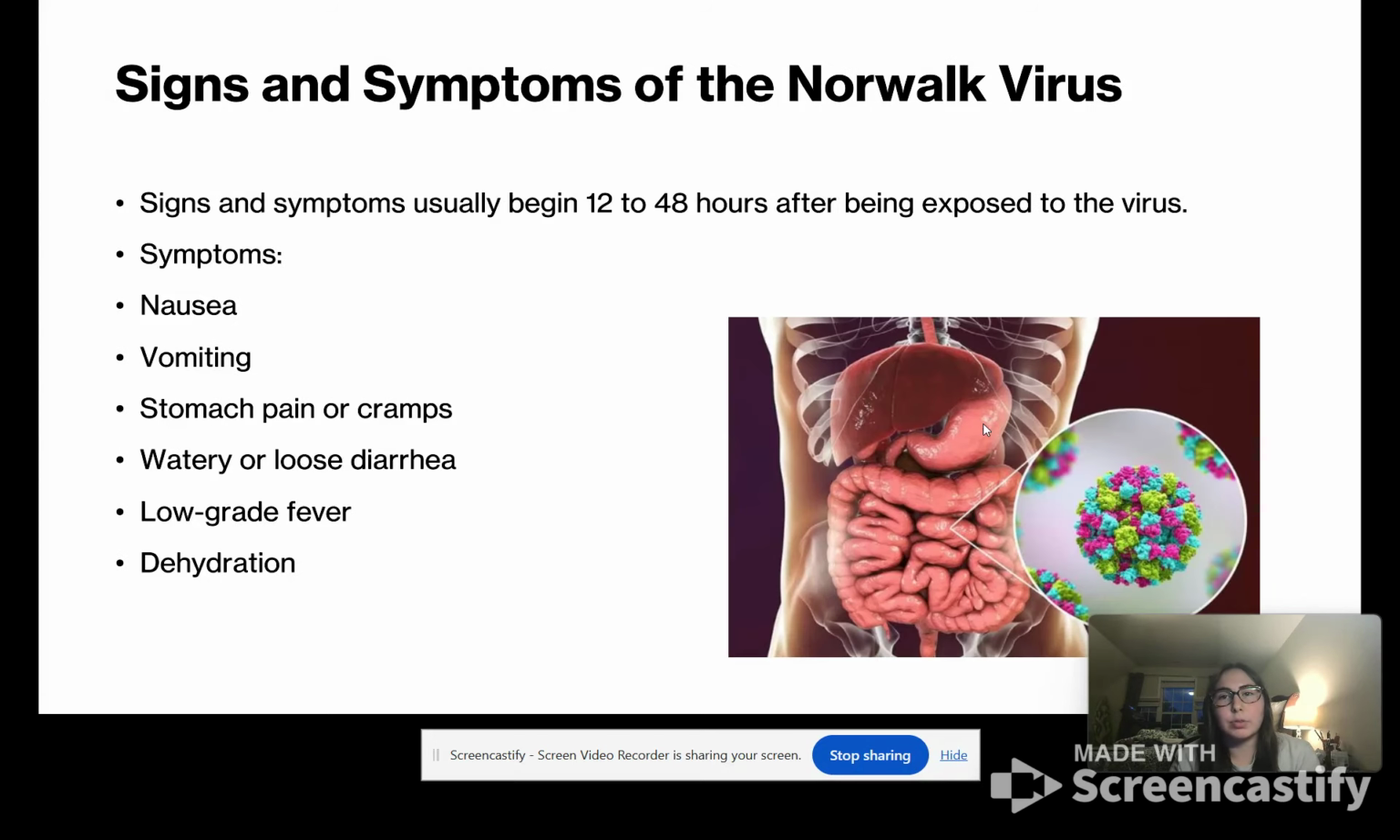Signs and symptoms of the Norwalk virus. Signs and symptoms usually begin 12 to 48 hours after being exposed to the virus. Symptoms may include nausea, vomiting, stomach pain or cramps, watery or loose diarrhea, low-grade fever, and dehydration.